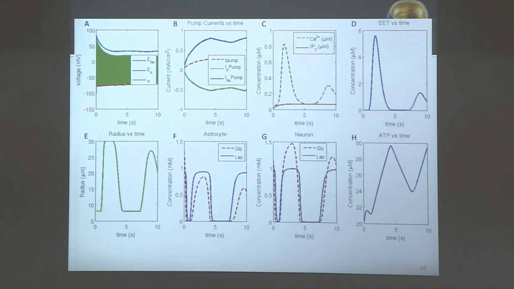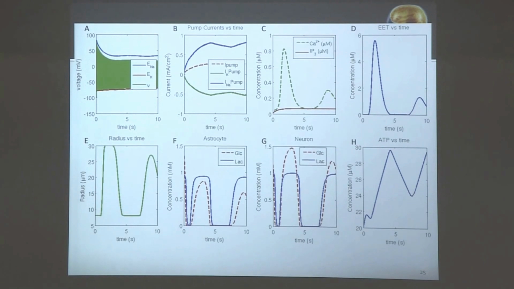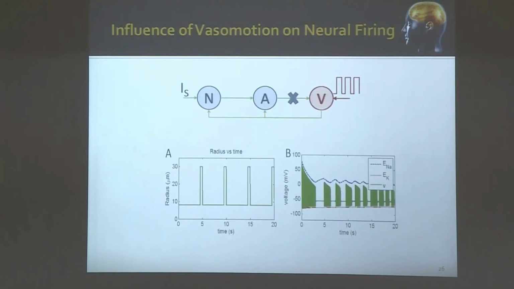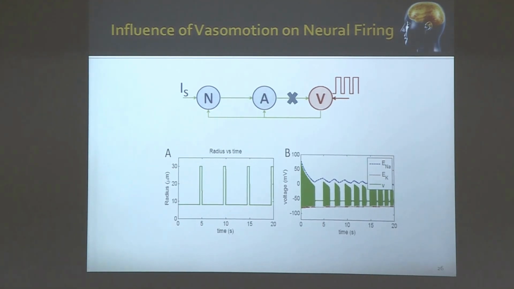So we did this detailed model, and this is the firing activity of the neuron. There are lots of spikes, so it looks all smudged. And then these are the pump currents. Then these are the calcium and IP3 levels in the astrocyte, EET release, then this is vessel radius, then glucose and lactate in the astrocyte, glucose and lactate inside the neuron, then ATP fluctuation. So you have everything going on, and the loop is closed. Whenever the engineer says the loop is closed, you can't say which is source and which is destination, everything is circulating, right?